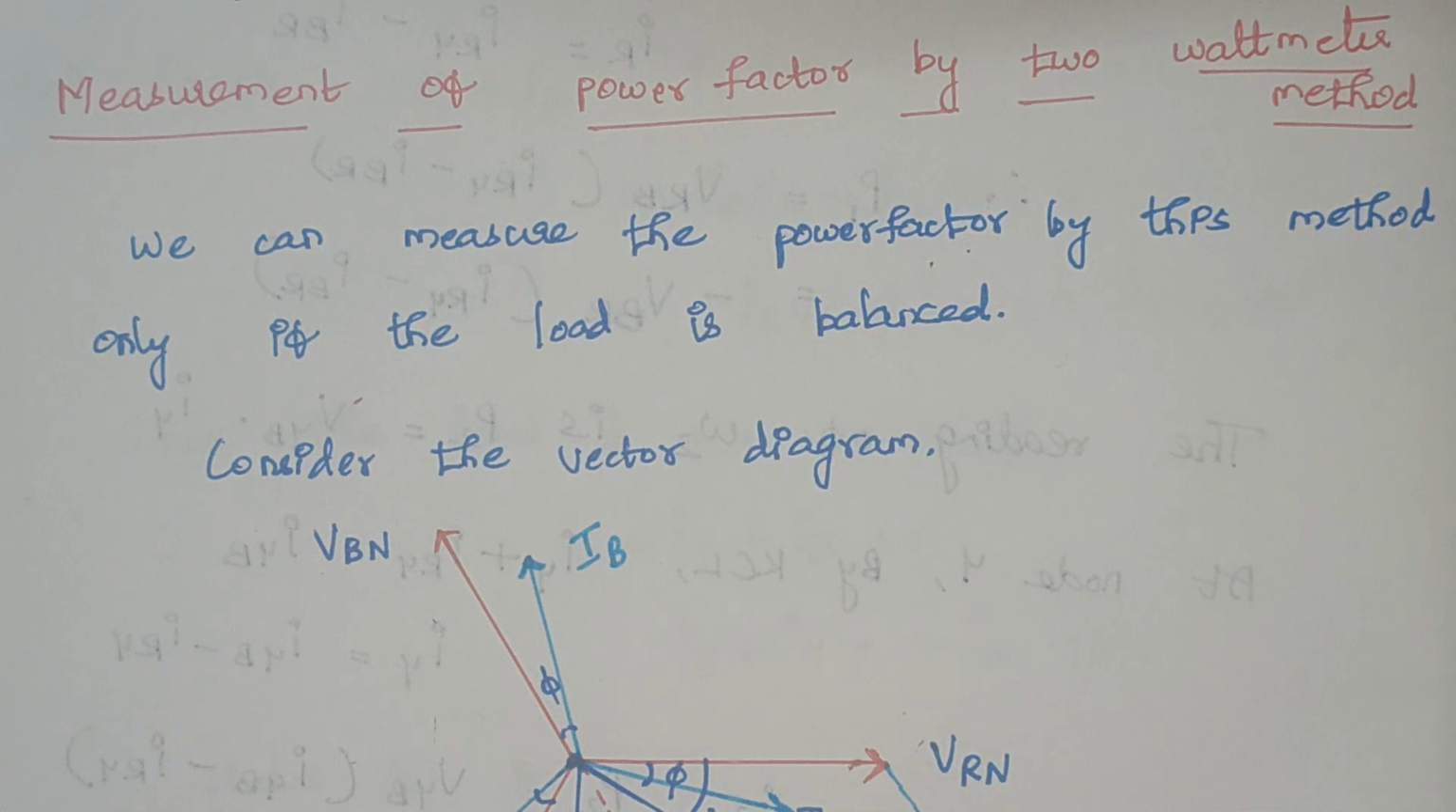So in the previous video we have discussed the measurement of three-phase power using the 2 wattmeter method. Here in this case we can measure the power factor only if the load is balanced. So what do you mean by a balanced load? If it is a star network, the impedance value in all the three terminals remains the same. Similarly, even if it is a delta network, the impedance in all the three branches should be the same. That is known as a balanced load.